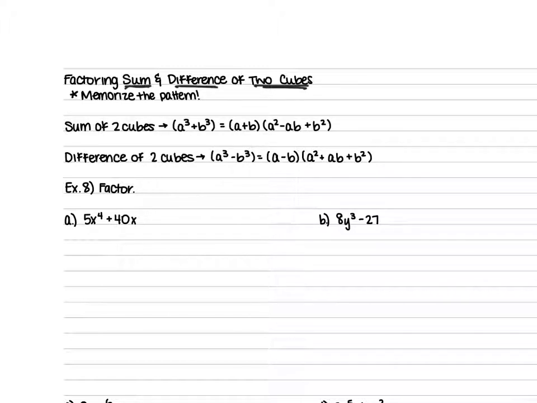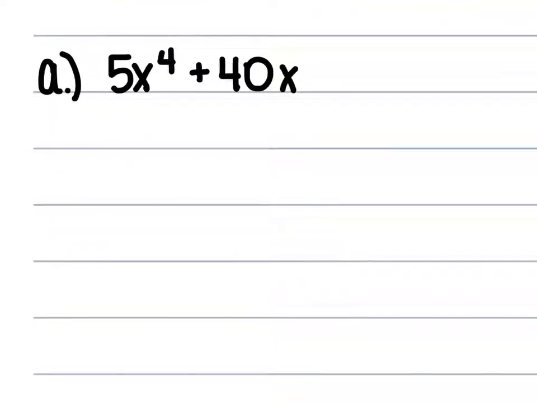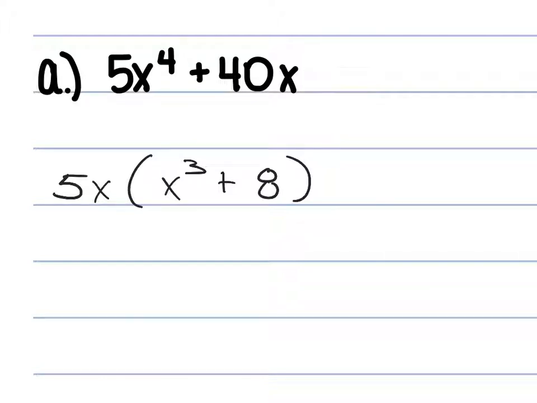Well, I look at A right away, and I don't see 3rd powers there. But I do see something else that I know I could at least do. Take out a 5x. They both have a 5x. Let's pull that out and just see what would happen. What would be left inside there? X to the third, and then 8.